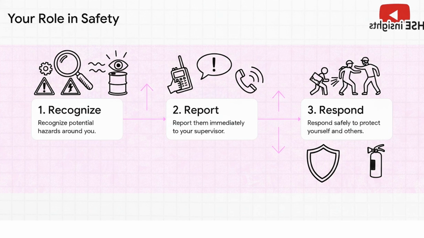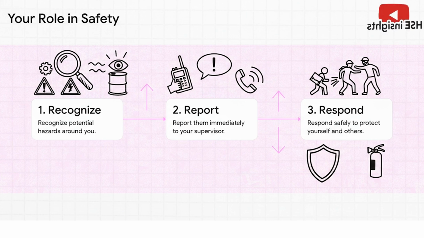So okay, we can now identify all these different hazards. The big question is, what do you do about it? Well, it really comes down to 3 simple but absolutely vital steps. First, recognize the dangers. Second, report what you find. And third, respond in a way that keeps you and everyone else safe.